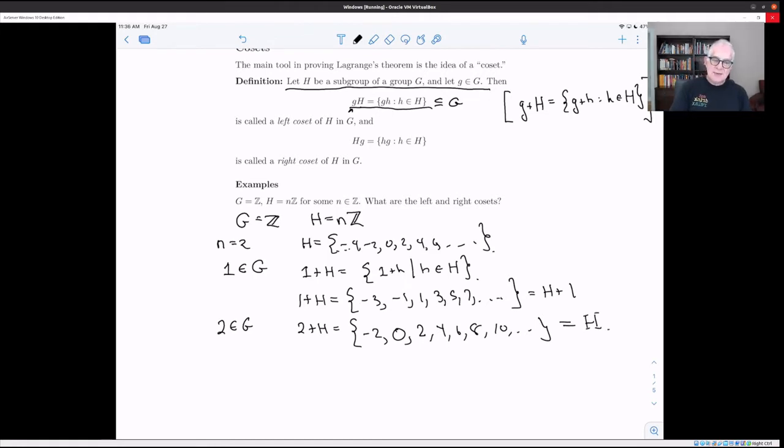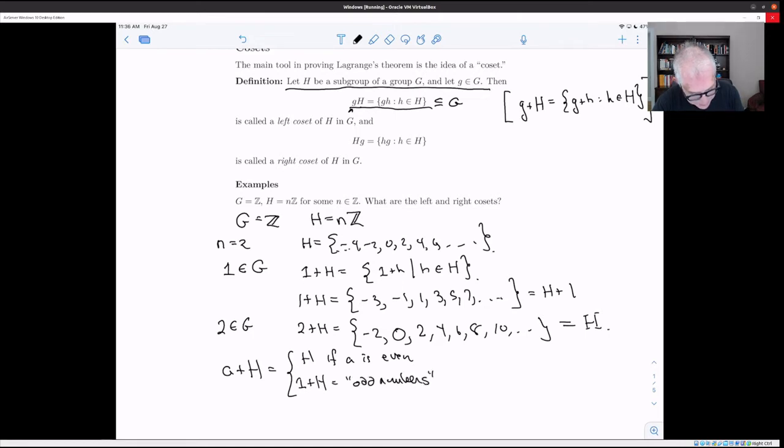And in fact, if you think about this for a moment, if you take a + H, there's really only two possibilities here. You get H again if a is even, because if you take the collection of even numbers and you add an even number, you just shift them, but it's still the collection of even numbers. And it's the same as 1 + H, which is the collection of odd numbers, if a is odd.